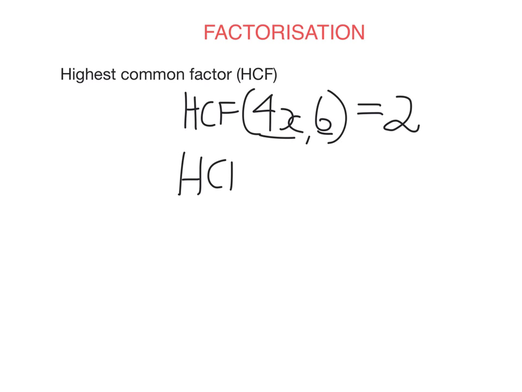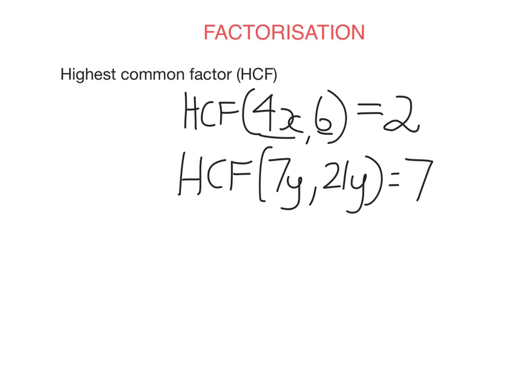So let's try and find the highest common factor of, let's say, 7y and 21y. So first, the highest common factor of 7 and 21, well, 7 goes into 21, so it must be 7. But there's also a y in both of these terms. So the highest common factor is 7y.